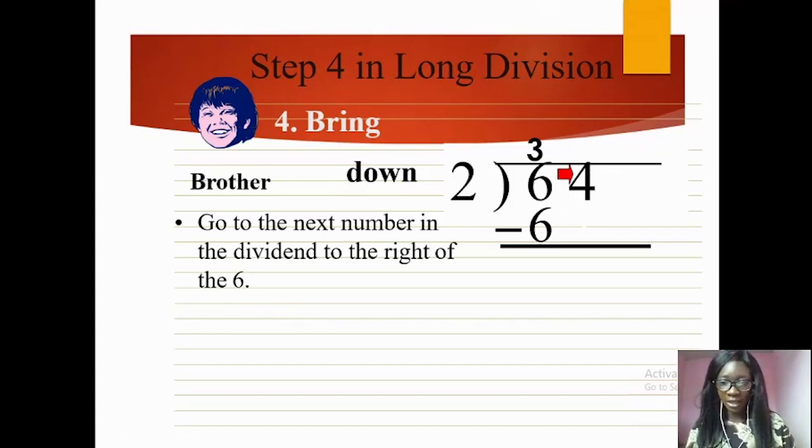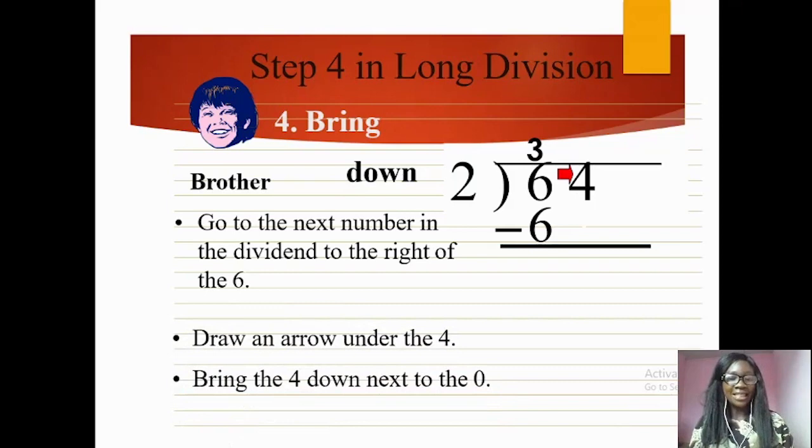Okay, we are there now. This is my cursor here. We are there. We are in the next number, which is 4. So let's see what brother is also saying. He said draw an arrow under what? Under 4. Okay, we've drawn an arrow under 4. Now bring the 4 down next to the 0. Okay, let's see. You see, it's just like we are still subtracting. Remember, we already have 0 here. That is 6 minus 6 already give us 0. So brother say bring down. We are bringing down, right?